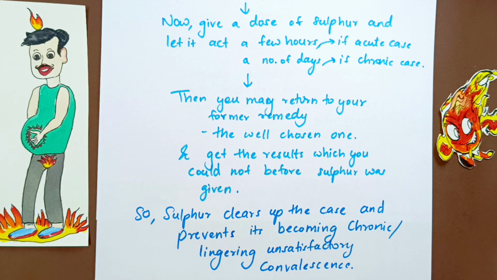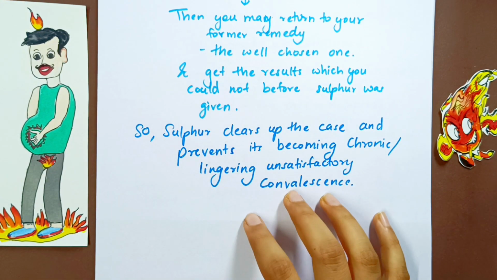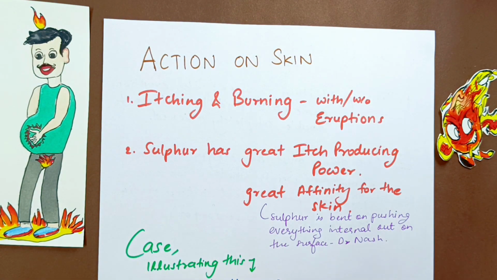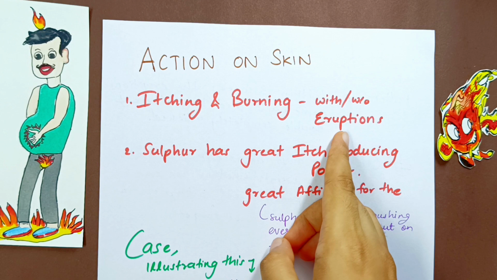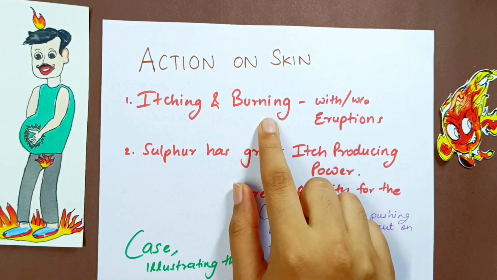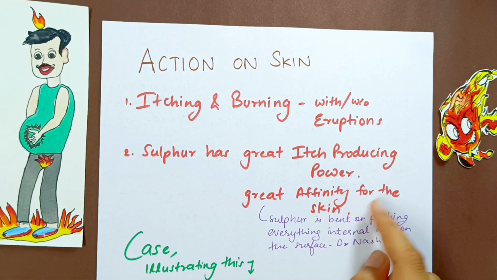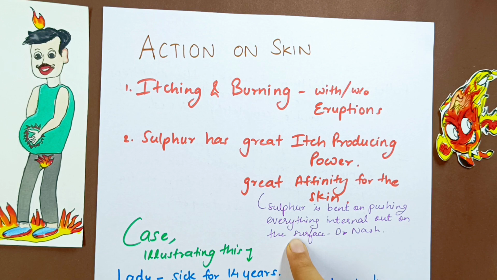Okay, now let's go to the last point of this remedy, which is the action of this remedy on skin. So here again Dr. Nash says that when this remedy acts on skin, what it does is itching and burning with or without eruptions. So even if there are eruptions, even if there are not, there will be burning, there will be itching. Sulfur has great itch producing power, great affinity for the skin. Sulfur is bent on pushing everything internal out on the surface. That is what Dr. Nash says.